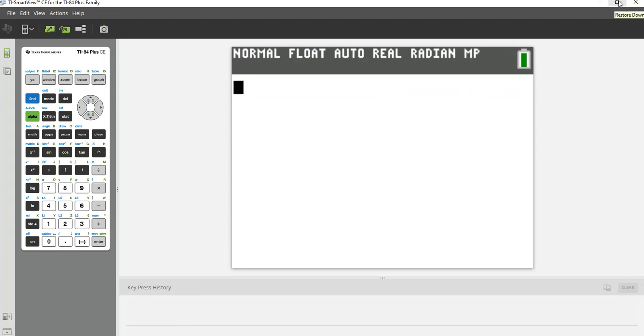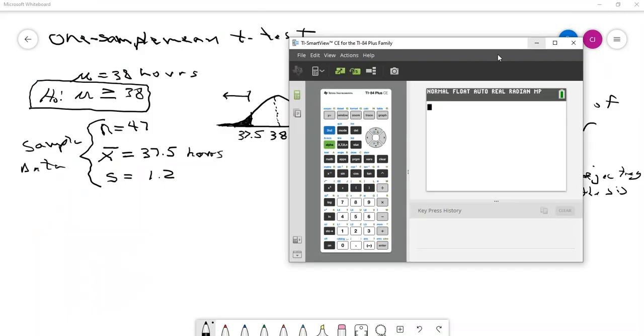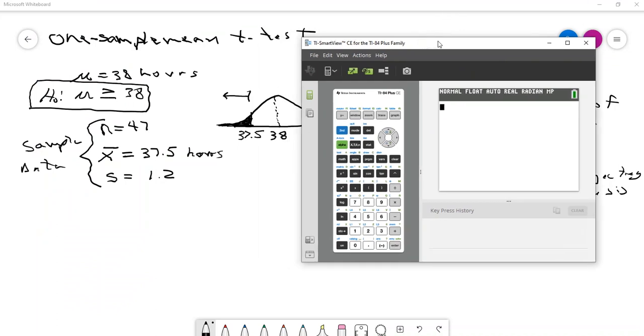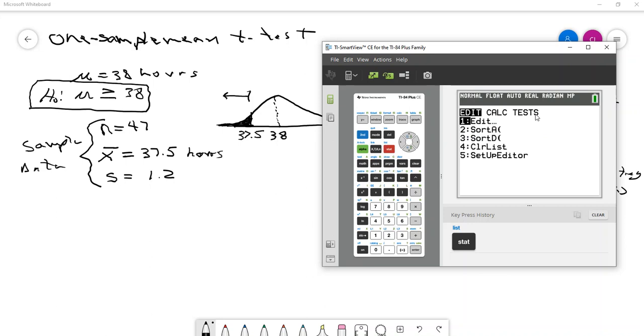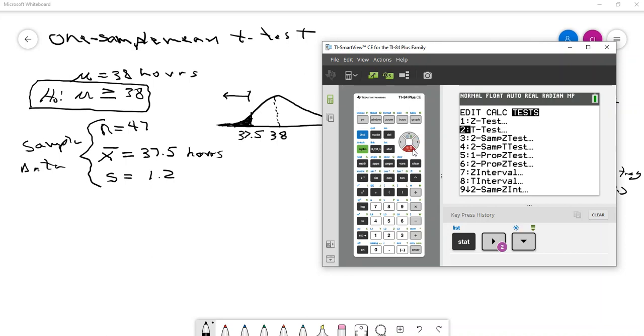I don't think we need a full screen, so let's go ahead and put this in. And again, now, all right, we're running a one sample mean t-test. So let's go to stat, go over to tests, get a number 2, and we're going to hit enter.